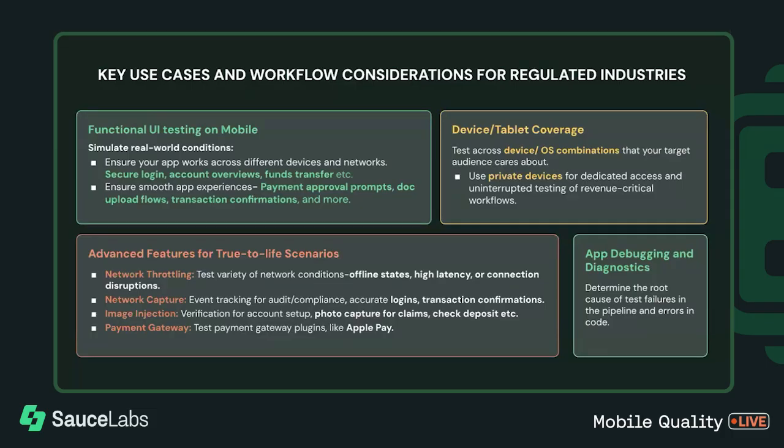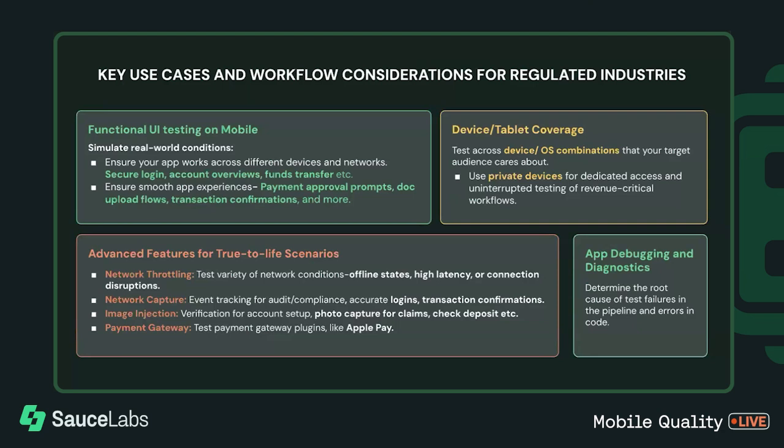Let's start with the functional UI testing. Whether it's secure logins or displaying the right information to your user or processing money transfers, every action must be precise, secure, and auditable. For example, for a finance app, a single incorrect field or failed transaction could escalate into massive operational or legal consequences, right? So that's why our real devices are really helpful.